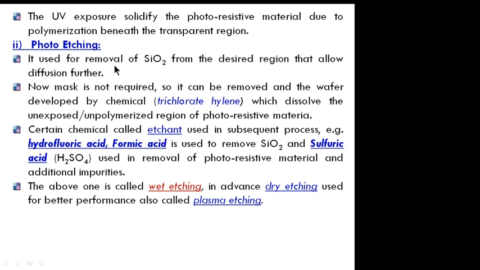The SiO2 layer from the wafer can be easily removed by a certain chemical, and that is known as trichloroethylene. Rather, trichloroethylene dissolves the unexposed or unpolymerized photoresistive material.